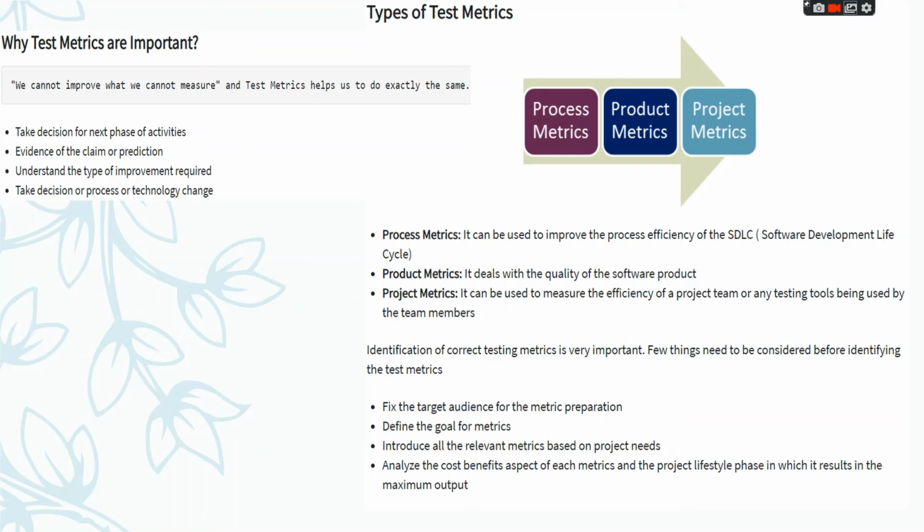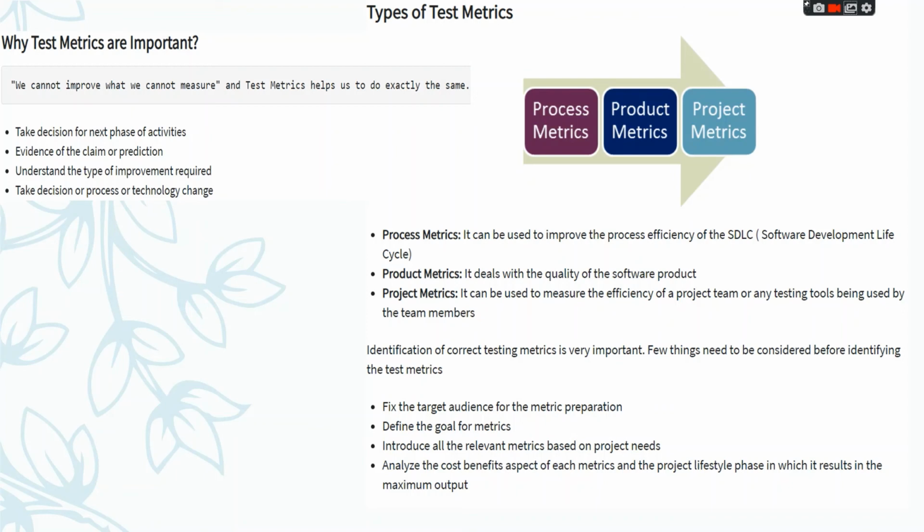First process metrics, then product metrics, then comes the project metrics. So there are three types of metrics, and process metrics is basically used to improve the process efficiency. Product metrics deal with the quality of the software product, and project metrics measure the efficiency of the project team or any of the tools used for testing by the team members.